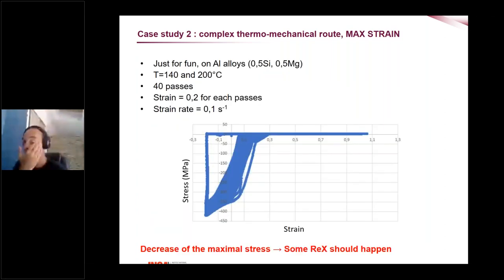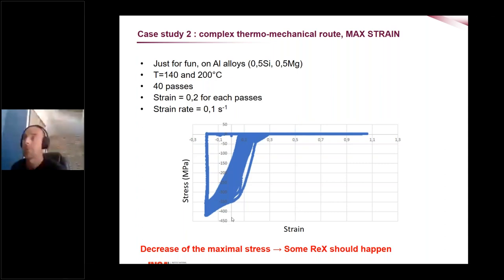It's a 6000 series. We did that at a low temperature. We did 40 passes, so 40 double compressions, with 0.2 strain for each pass. As you can imagine, that's a very large strain at the end of the day. And if you look at the curves here, you can see that you have a decrease of the maximal stress every time. So that means you may have some recrystallization happening, and we will see that in detail.